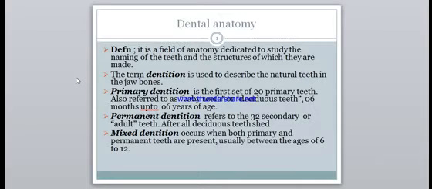It is from 6 months of age to 6 years. Permanent dentition refers to the 32 secondary or adult teeth after these primary teeth are shed. And there is also mixed dentition, which occurs when both primary and permanent teeth are present, usually between the ages of 6 to 12.